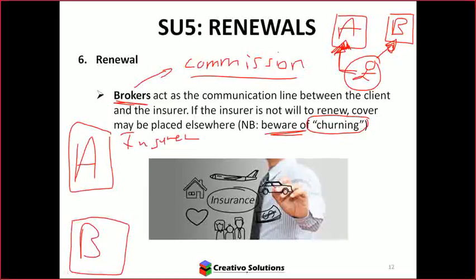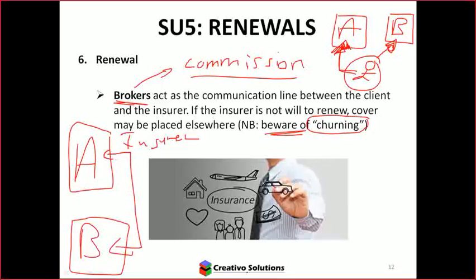Okay, so here's the example. This is an example of a bad broker. If your broker had to come to you and say, well, your policy is coming up for renewal, A is providing you with a certain premium and a certain amount of cover, then they're going to say, well, let's change to B because B is maybe a bigger company. But they're changing your policy, and they're giving you the same premium and the same cover. So, what was their reason for changing you from A to B?